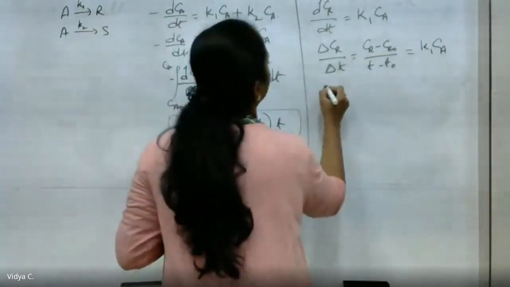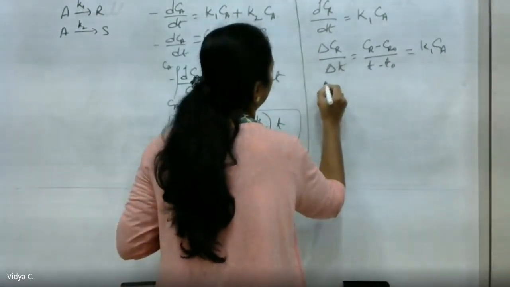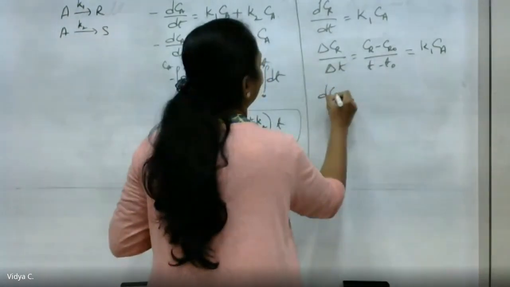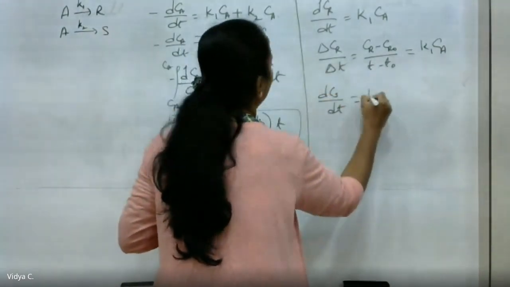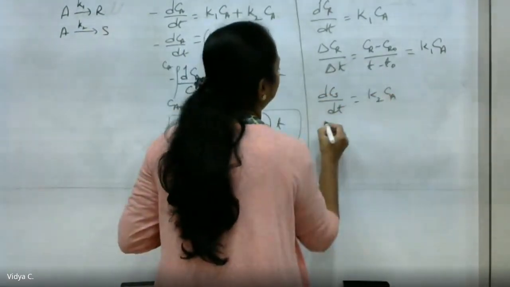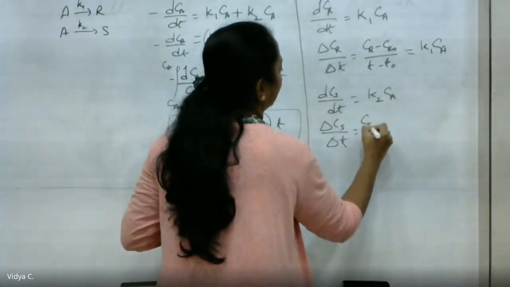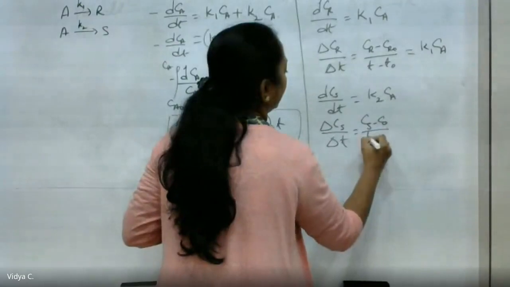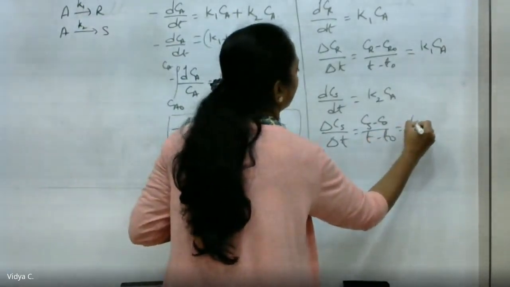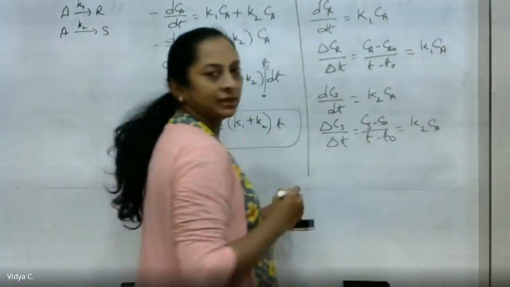Next, similarly, I can write for S also. dCs by dt is equal to K2 CA. So delta Cs by delta t will be equal to Cs minus Cs naught by t minus t naught, which is equal to K2 CA.